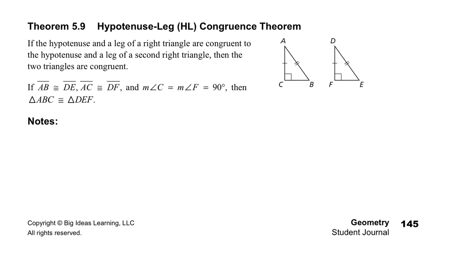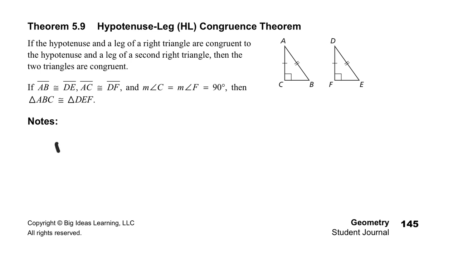Then we have the hypotenuse leg theorem, known as the HL theorem. This is because we do not have an angle-side-side or side-side-angle theorem. We don't. The closest thing we have is called the HL theorem. Now, there's something that's important about this. If I read the if statement, it says if the hypotenuse and the leg of a right triangle are congruent.